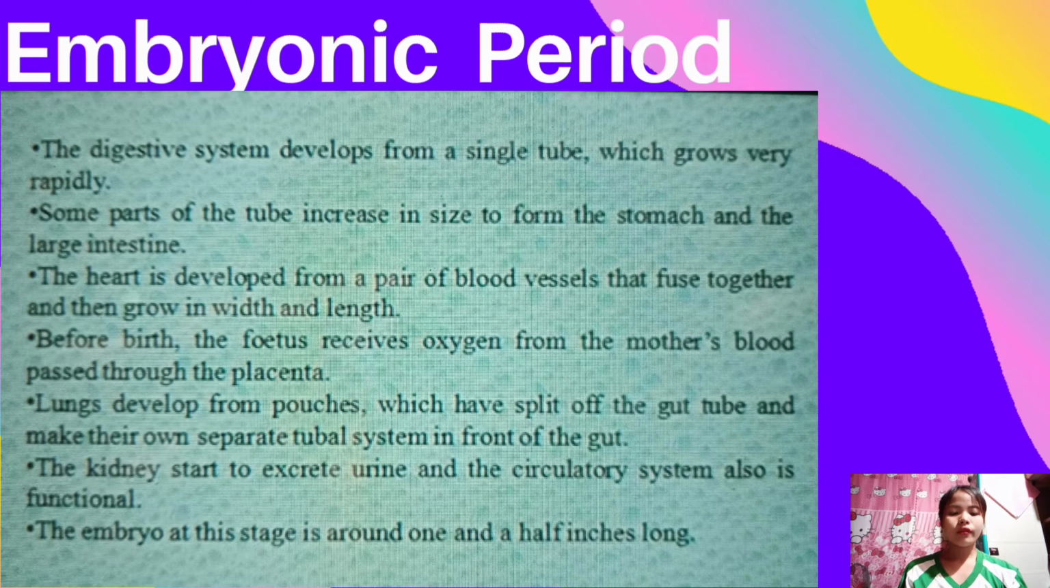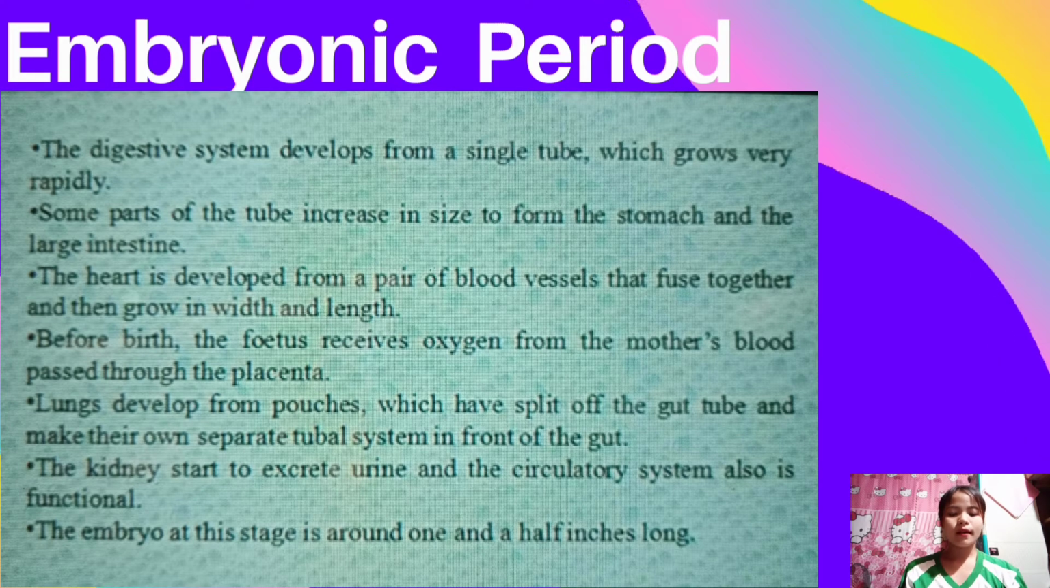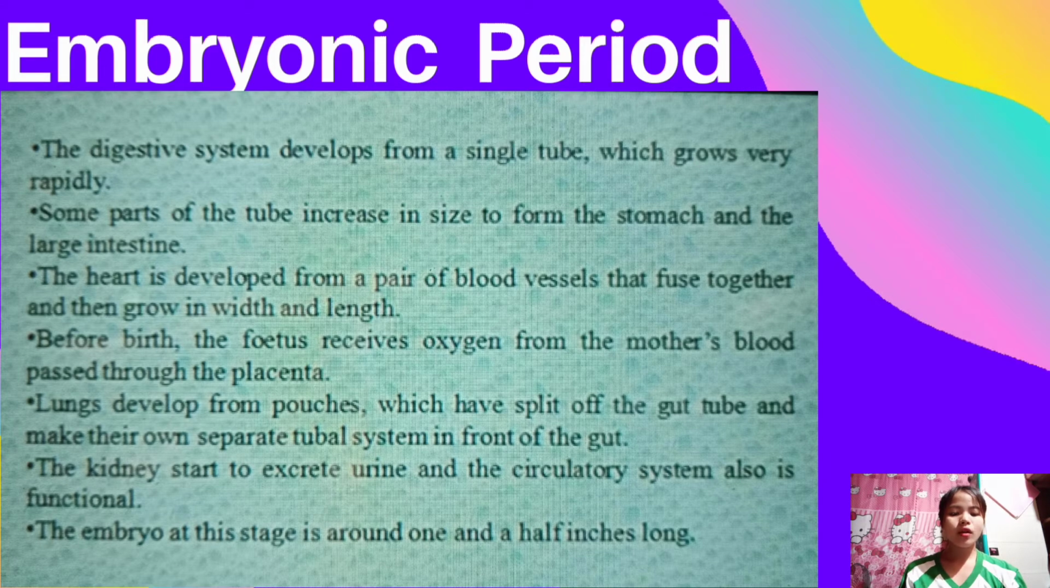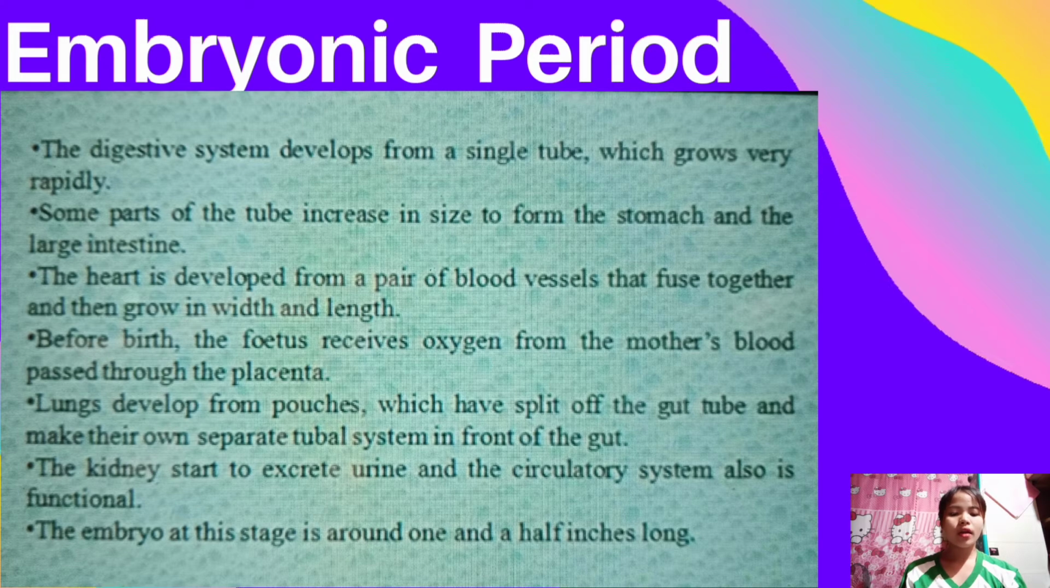Before birth, the fetus receives oxygen from the mother's blood passed through the placenta. Lungs develop from pouches which have split off the gut tube, and make their own separate tubal system in front of the gut. The kidneys start to excrete urine, and the circulatory system also is functional. The embryo at this stage is around 1.5 inches long.